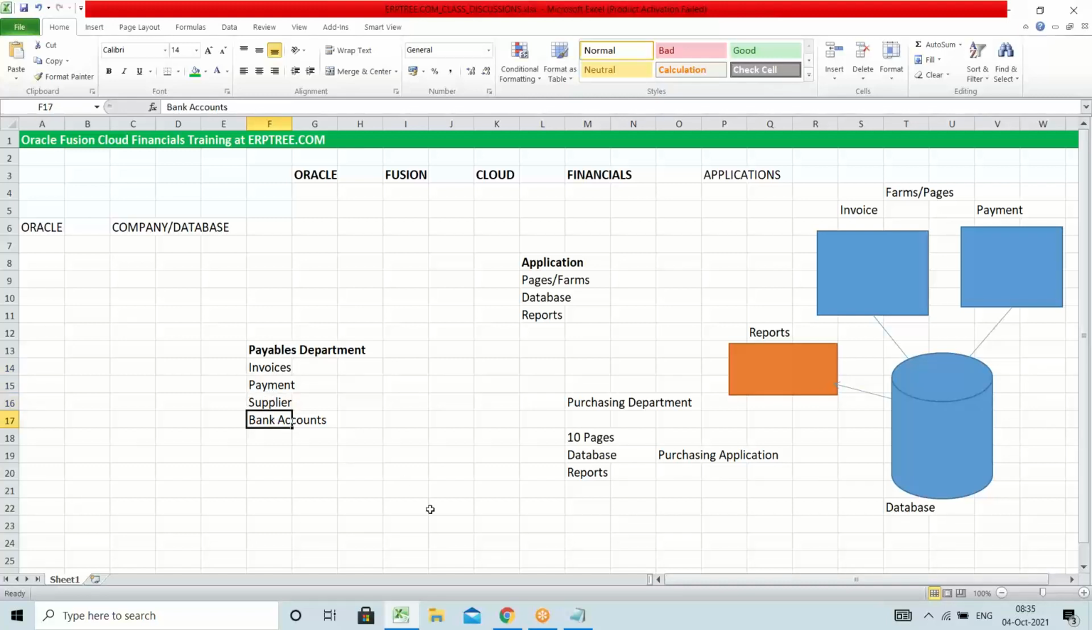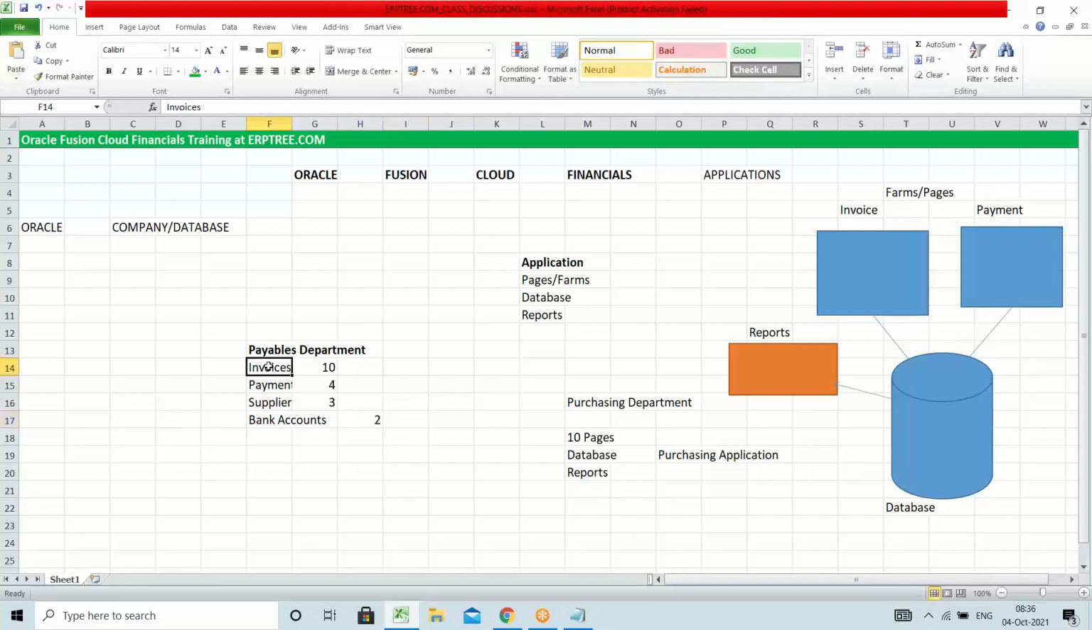Now, when you are learning this product, what we have to learn is, within the invoices, there may be different types. Say 10 types of invoices are there. Maybe just for our understanding, I'm giving these numbers. In reality, you will see when you are working on this product. Say 4 types of payments are there. Maybe 3 types of suppliers. And maybe 2 types of bank accounts.